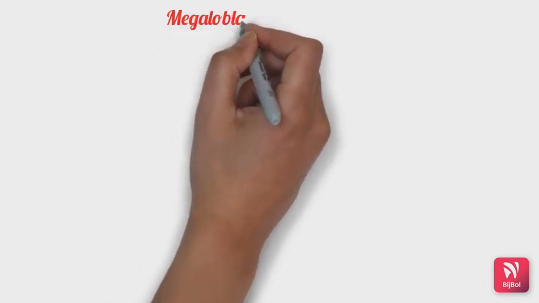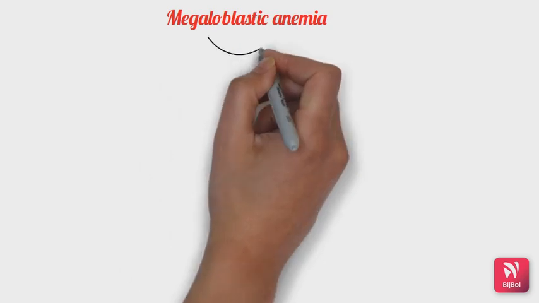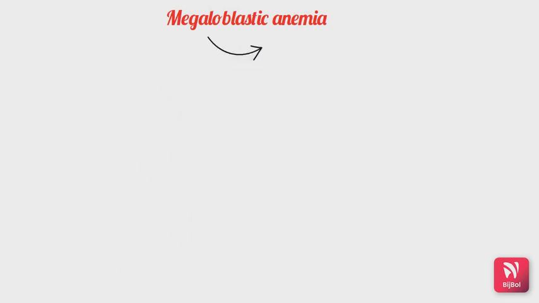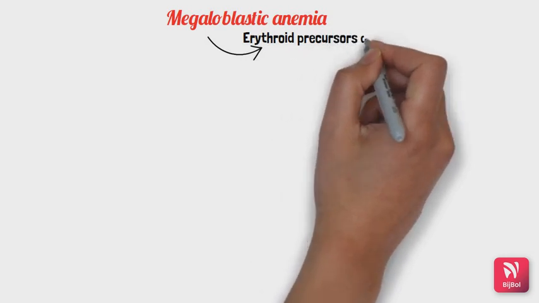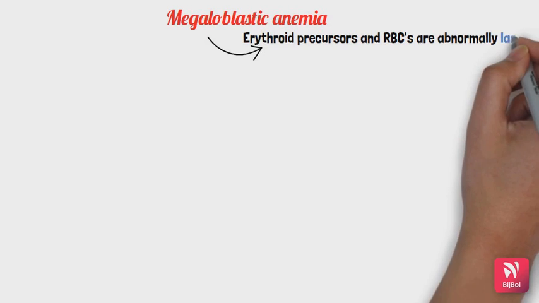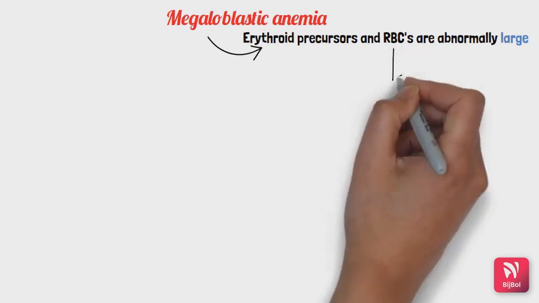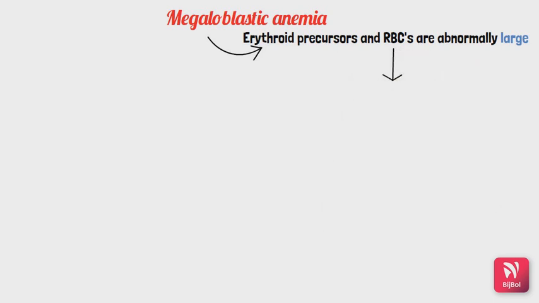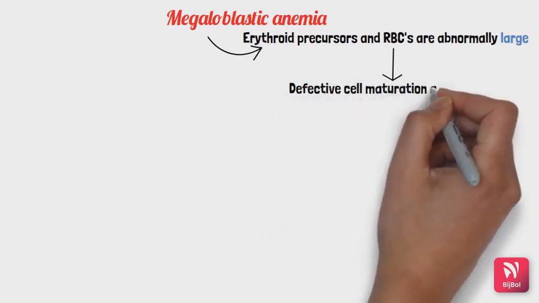Now let's move into the next type of anemia which is also very important, that is megaloblastic anemia. So what happens in megaloblastic anemia? The name megalo means big, right? So here both the erythroid precursors as well as RBCs will be abnormally large. Why will the RBCs and its precursors be large? Precursors are nothing but pre-erythroblasts, normoblasts and all that, okay? So everything will be abnormally large.